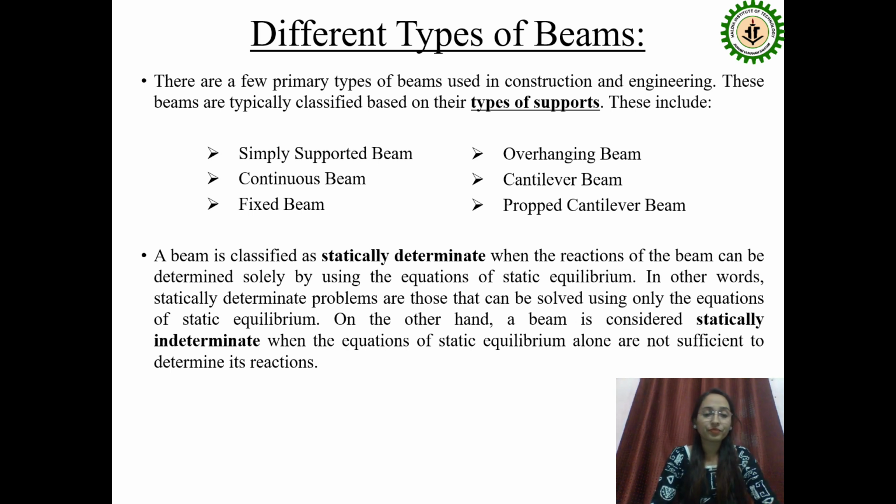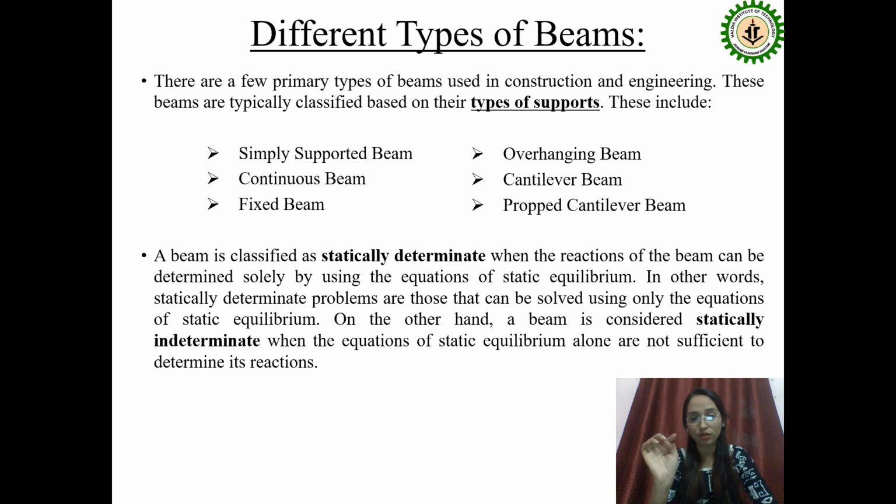Other than that, a beam can also be classified as statically determinate or statically indeterminate. Okay, a beam is classified as statically determinate when the reactions of the beam can be determined solely by using the equations of static equilibrium. The equations of static equilibrium are nothing but 3 generalized equations: in the equilibrium condition of a structure, all the forces along the x-axis result to 0, all the forces along the y-axis result to 0, and all the moments about the z-axis result to 0.